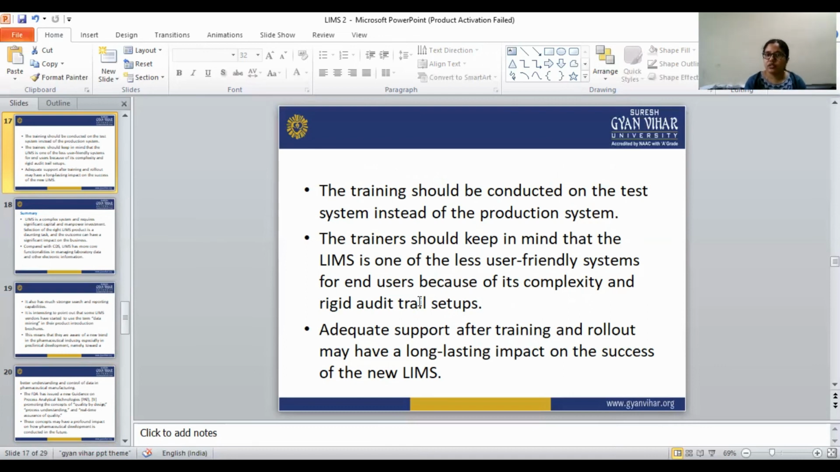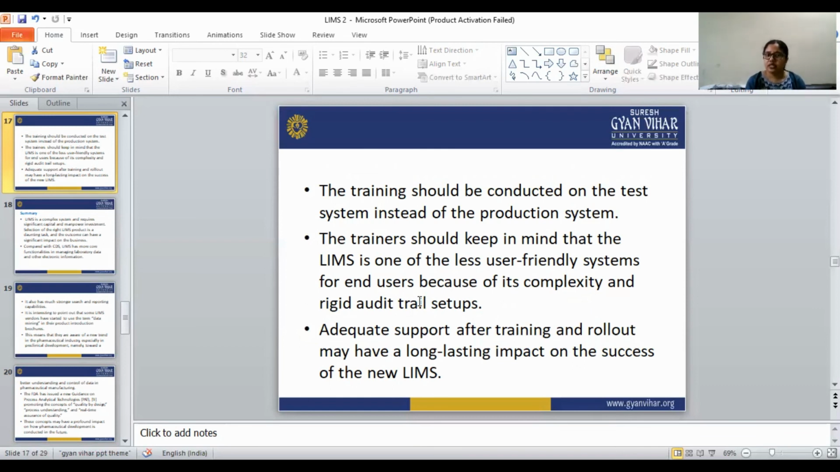The trainer should keep in mind that the LIMS is one of the less user-friendly systems. The trainer has to keep in mind that the LIMS is a very less user-friendly system for end users because of its complexity and rigid audit trail set. Because of this complexity, it is a very less user-friendly system.